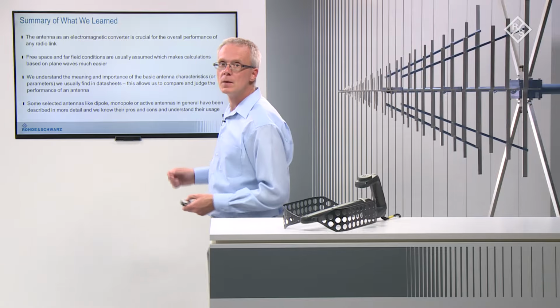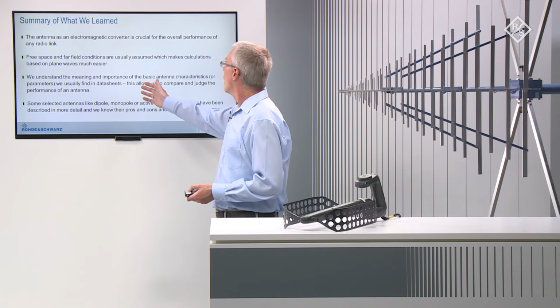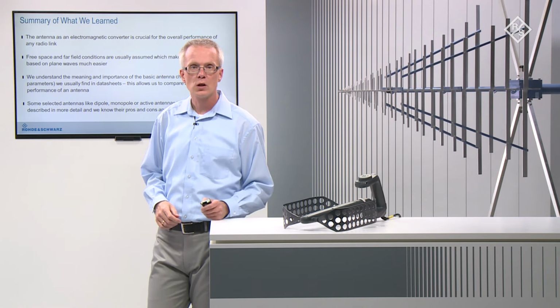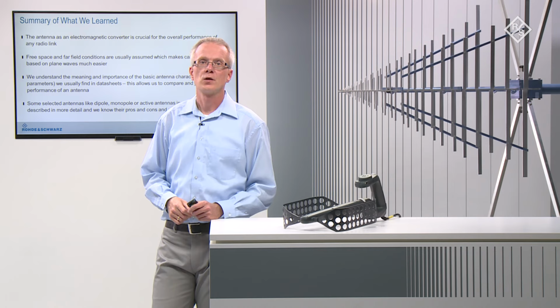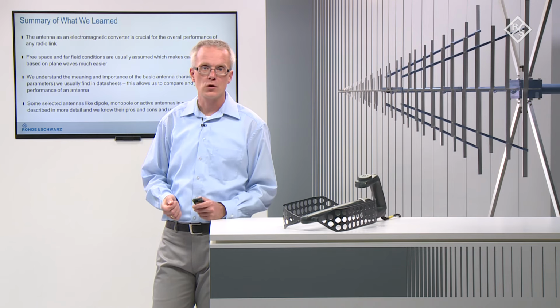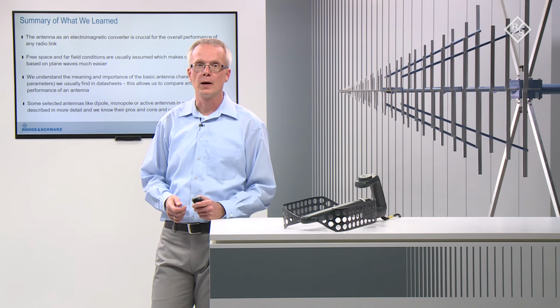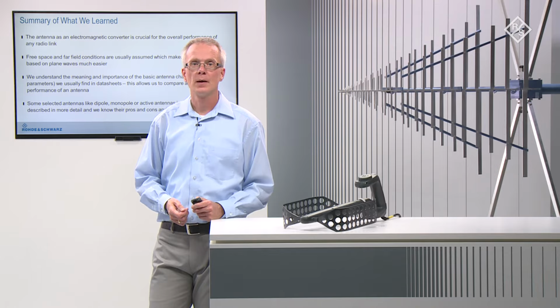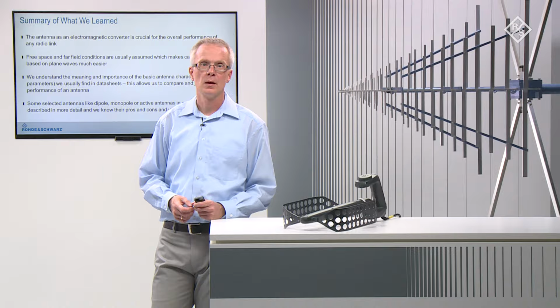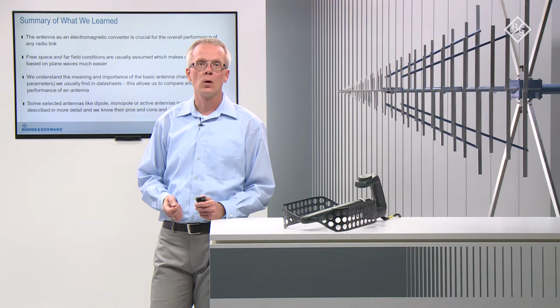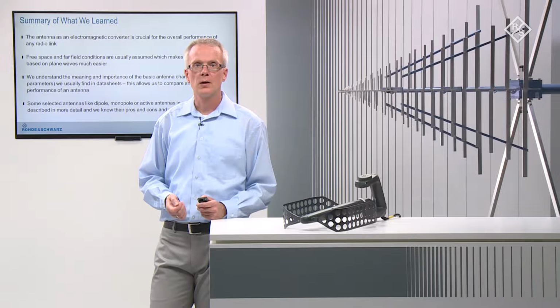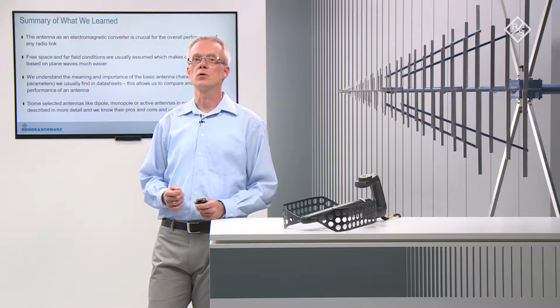We understand the meaning and the importance of the basic antenna characteristics or parameters, which can usually be found in datasheets. So we are able to compare and judge the performance of an antenna. In the third part, we looked in more detail at some selected types of antennas, like dipole, monopole or active antennas. We know their pros and cons and understand for what applications they are used.